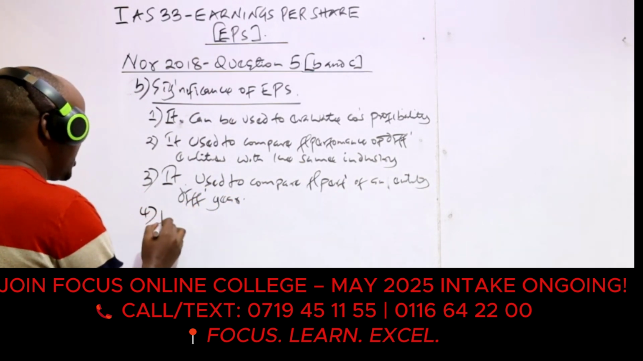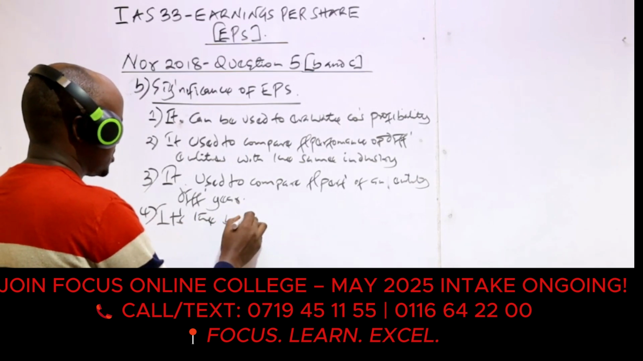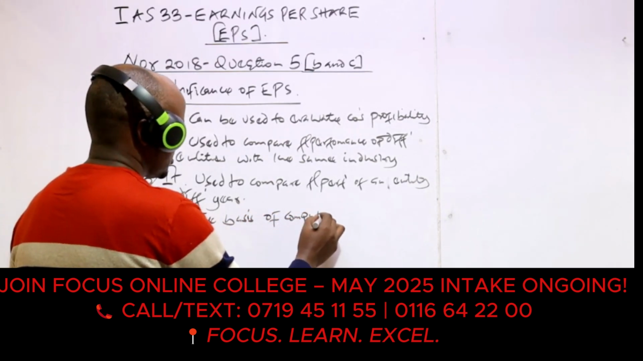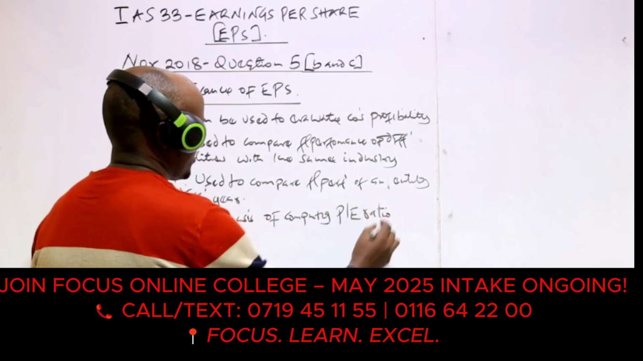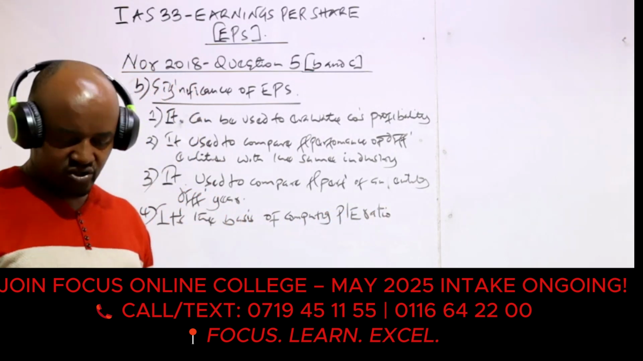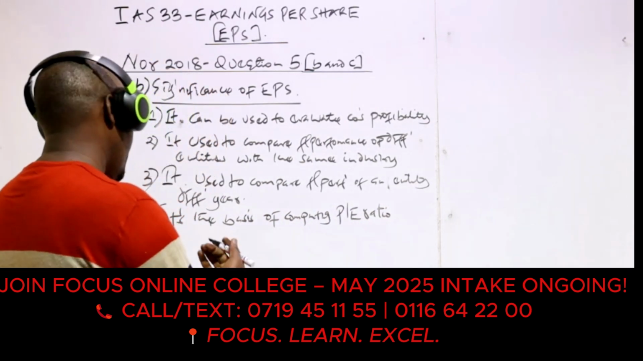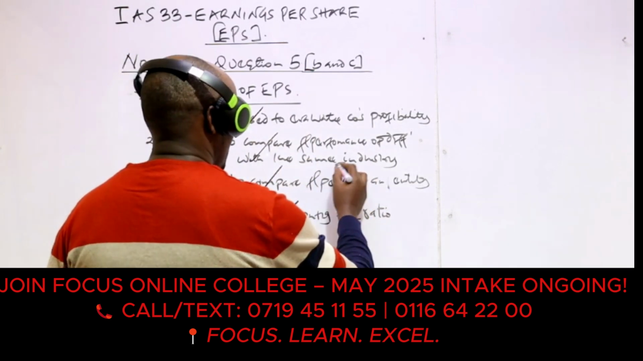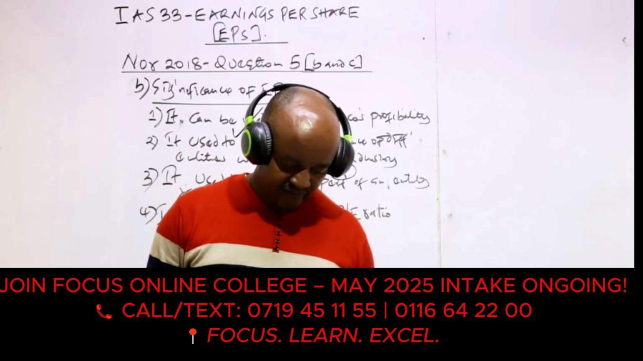And finally, it is the basis of computing the price earning ratio. It is used by the company in computing the price earning ratio. So these are basically some of the significance of earnings per share, and by giving those importances of earnings per share, candidates were earning 4 marks.